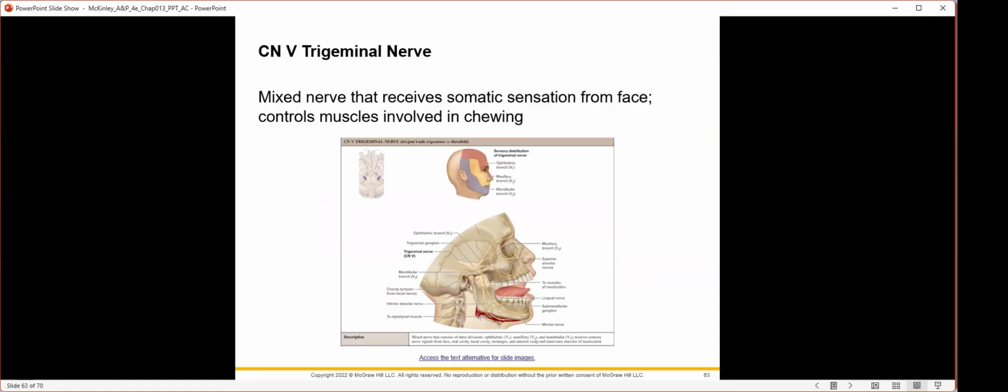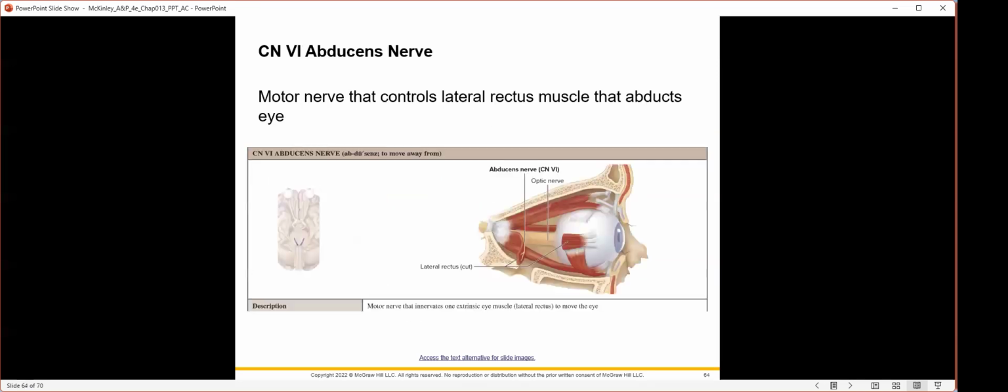The 3 branches, which give it its name, trigeminal, those are sensory branches. So they receive a number of sensations from the face. And then our motor function is it controls muscles needed for chewing, or what we would call mastication. Cranial nerve number 6 is called abducens. This is our last nerve that controls muscles of the eye. It is a motor nerve, and it controls a specific muscle called the lateral rectus on the outside of the eye.